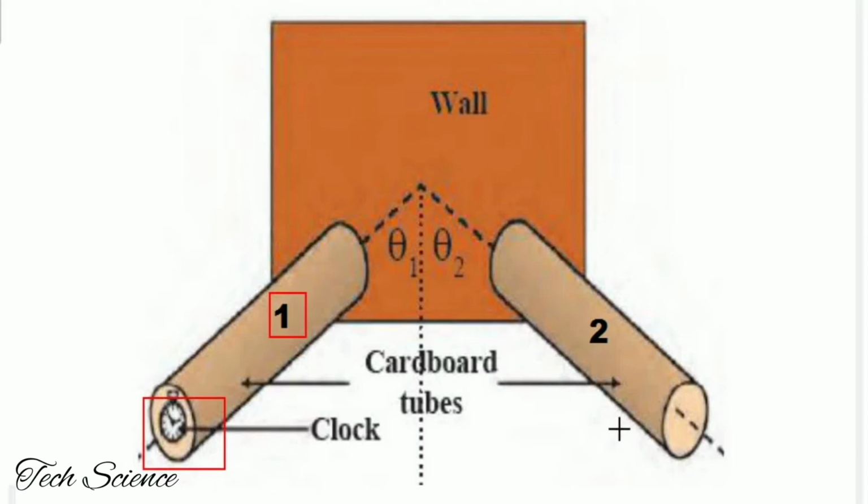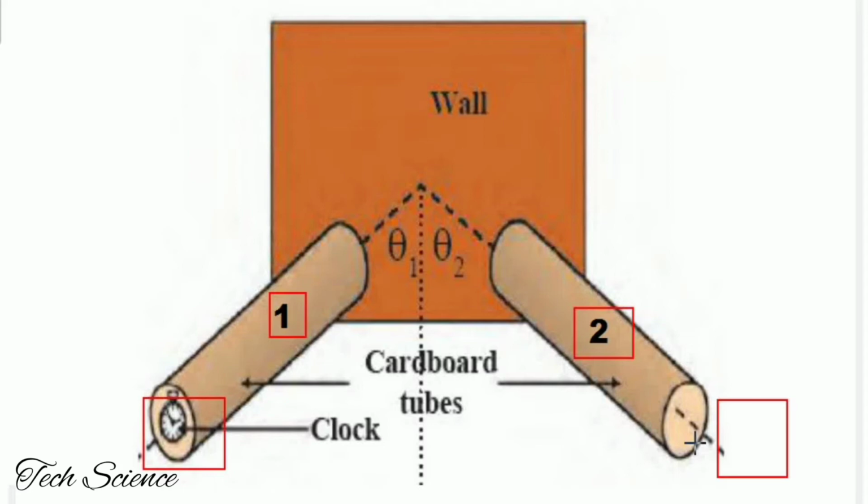What is the output of this experiment? Using the second pipe, where your ear is placed, you can observe the sound waves reflected from the wall, which come through the first pipe from the ticking of the clock. You have to hear this through the second pipe using your ear.